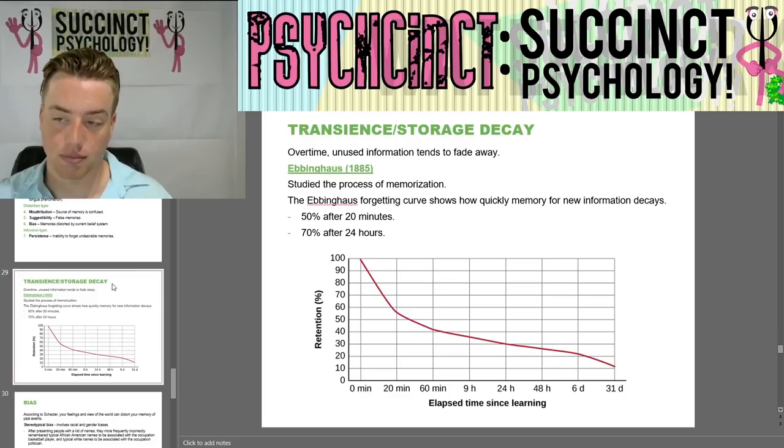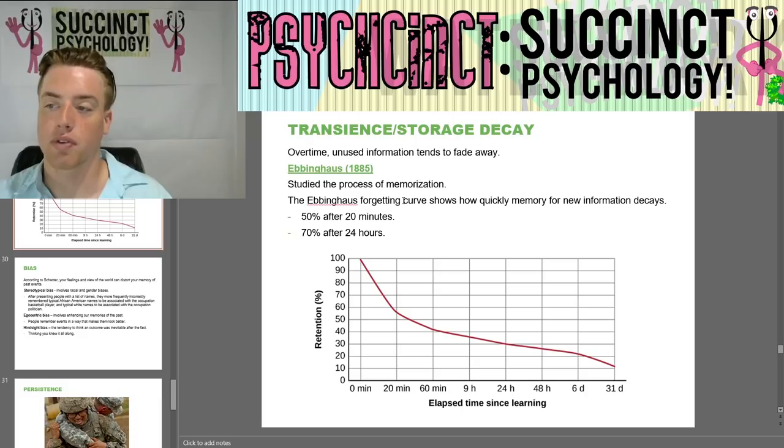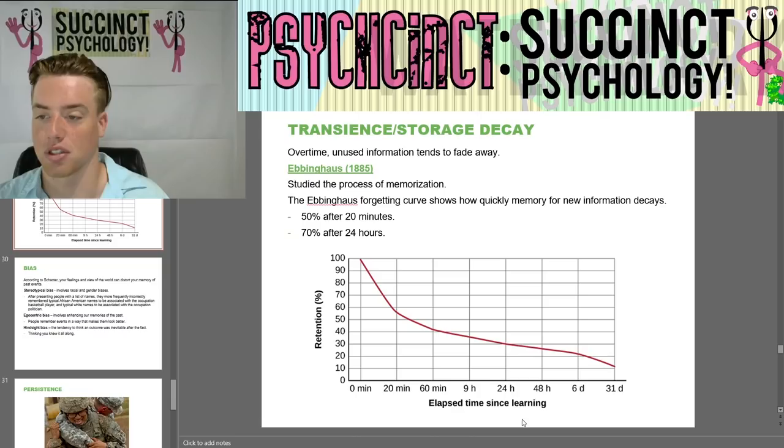Continuing on, we have transience, or storage decay. Over time, unused information tends to fade away. So we have Ebbinghaus, 1885, who studied the process of memorization. The Ebbinghaus forgetting curve shows how quickly memory for new information decays. So it decays 50% after just 20 minutes and 70% after 24 hours. Here we have a nice chart for better representation. It shows the elapsed time since learning. So you can see 50% was gone after just 20 minutes.